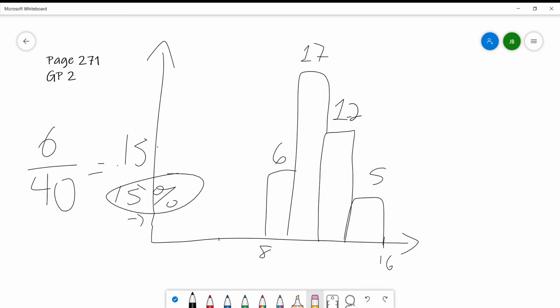Number B, draw a relative frequency histogram using a percent. So basically what we're going to do, like we did in the last one, everything is the same, all the bars are the same size compared to each other. We just have to calculate each number and take it divided by 40. So 6 divided by 40 was 15%, we already did that one. 17 divided by 40 is going to be 42.5%. And then 12 divided by 40 will equal 30% or 0.3. And then that other 0.5% we see over here.